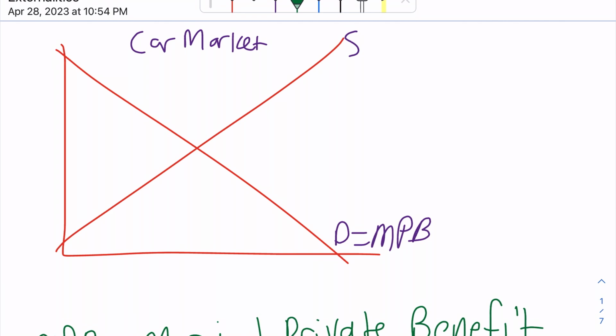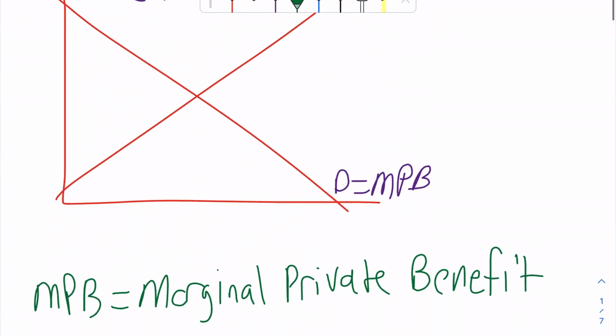So what about the supply? Well, the supply is what it costs to make something, right? The supply curve, if you remember, is adding all of the marginal cost from the different firms. So the supply curve is the MPC, and the MPC is the marginal private cost.